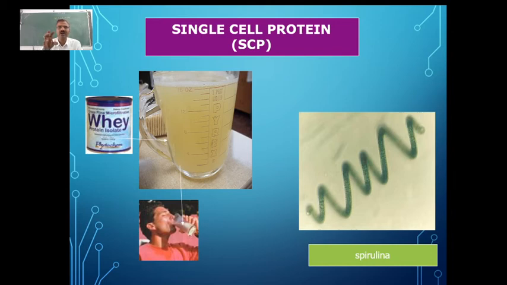So, we are going to have protein enriched products from these bacteria or maybe some microbes. That we call single cell protein, SCP, they are commonly called SCP. You can see a bacteria. This is a bacterium called Spirulina.